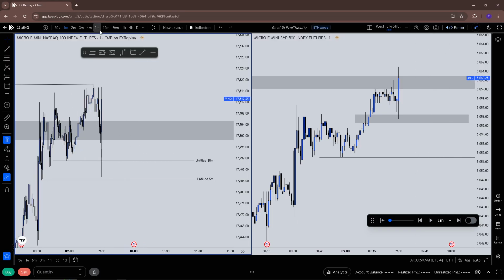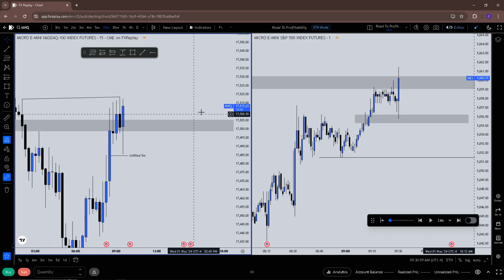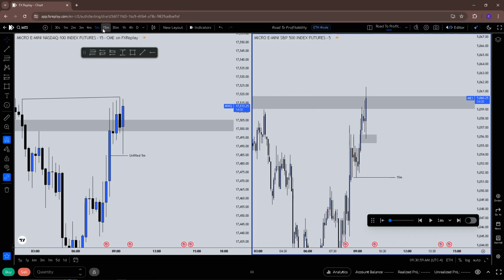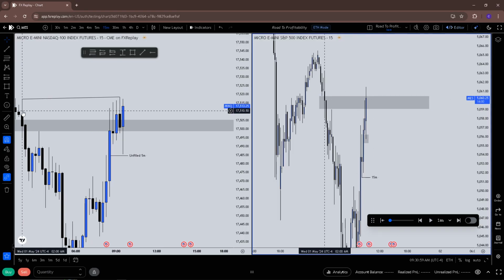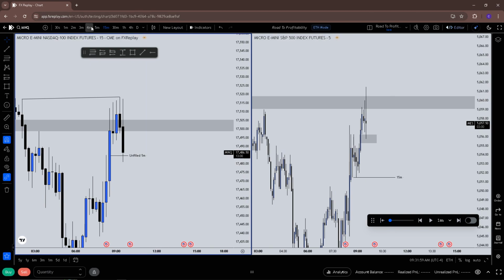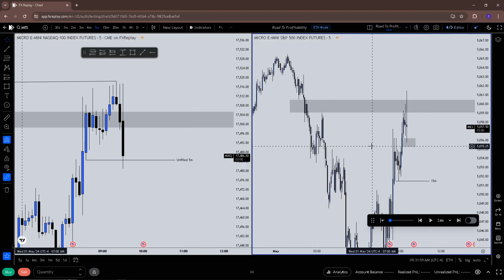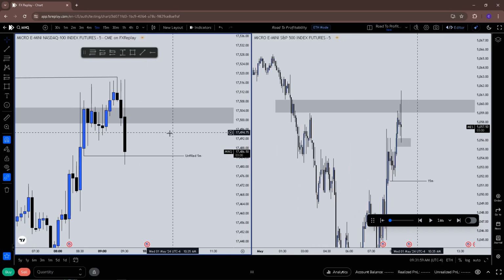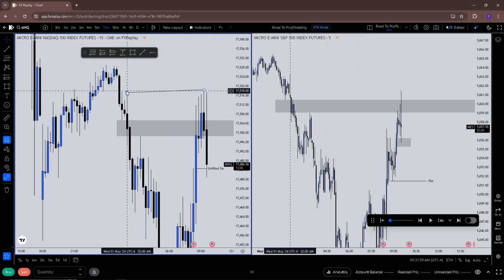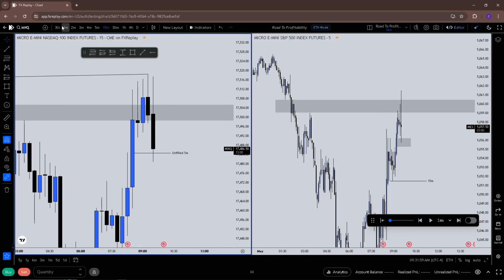We wick down to this unfilled 15-minute. We'll leave this unfilled 5-minute below. Reacting off of this 5-minute, displacing higher. Now you tap into this unfilled 5-minute. I'm liking this. Longs look good here. Still have this high that we haven't tapped into over here. I do like this a lot.